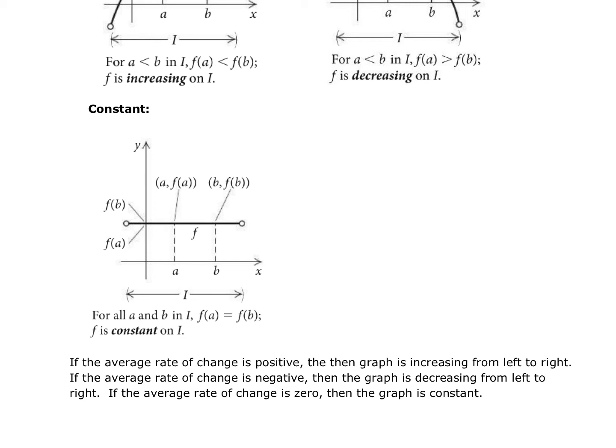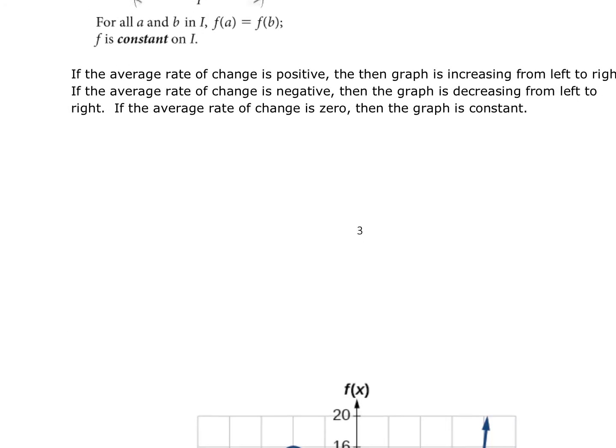This is important: if the average rate of change is positive on that interval that we're looking at, all of the average rates of change are positive on the interval, then the graph is increasing from left to right. If the average rate of change for the entire interval is negative, the graph is decreasing from left to right. If the average rate of change for all possible choices in that interval is 0, then the graph is constant.